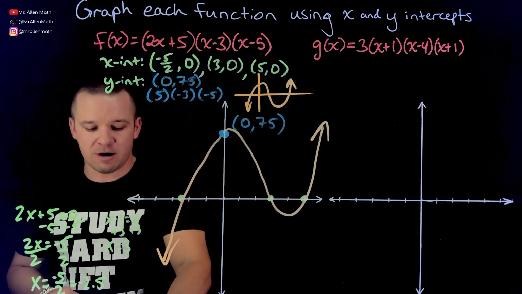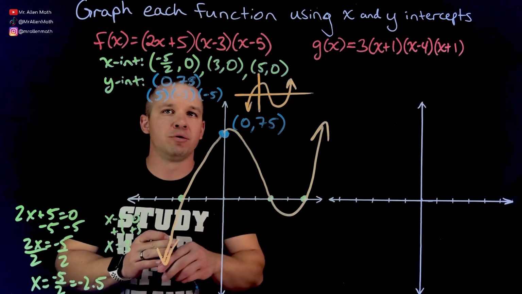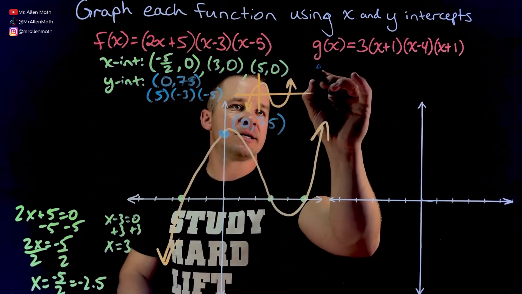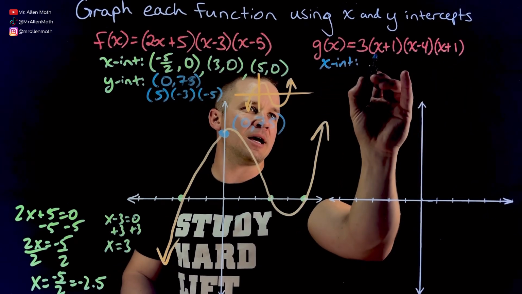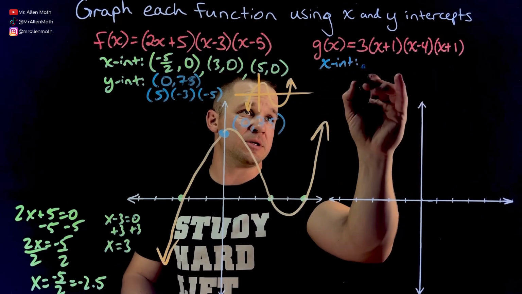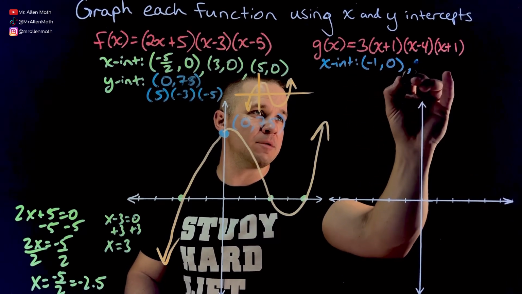All right, this next one over here, you guys. We'll go with blue for our x-intercepts here. So my x-intercepts. Let's see, this one's not too bad, right? I've got -1, 0. If I set that equal to 0 and solve, -1, 0. Over here I've got 4, 0.